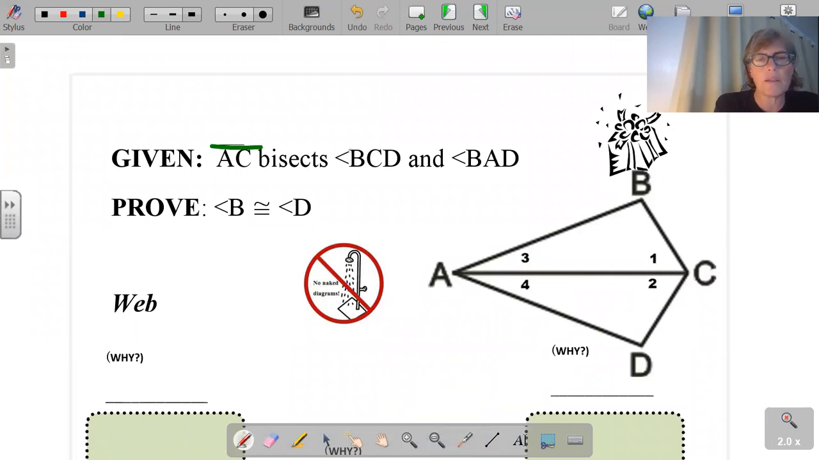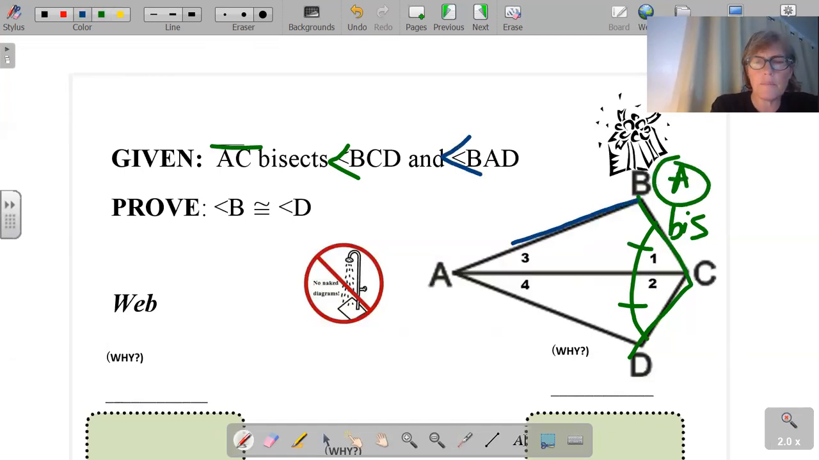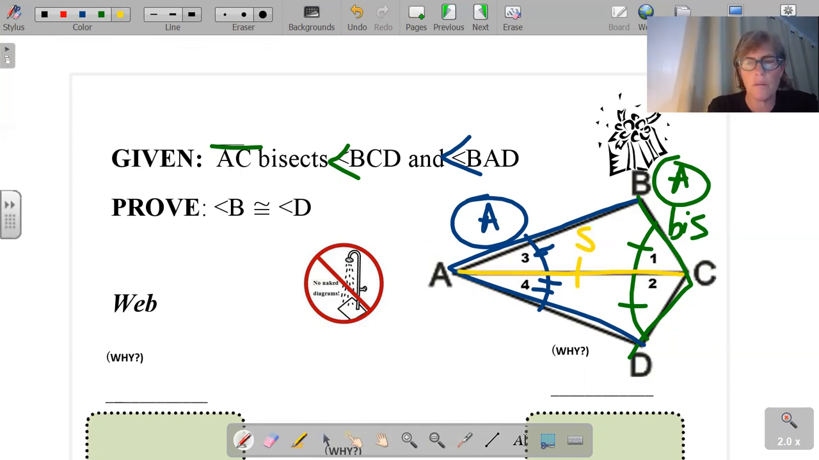Once again, AC bisects BCD and BAD. Given, implied, we just did the implied. Our freebie here, of course, is the fact that AC is congruent to AC. We know the triangles are going to be congruent by angle, side, angle. And if the triangles are congruent, then the parts are congruent, which are these two guys that we're trying to get.